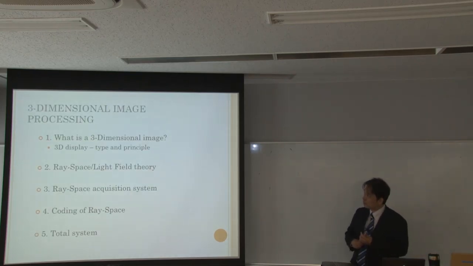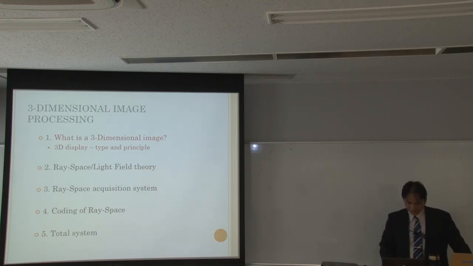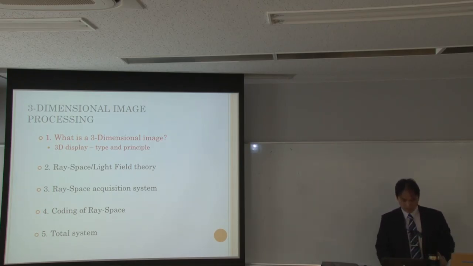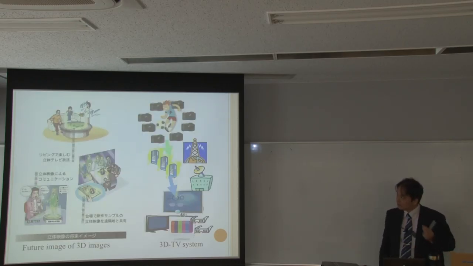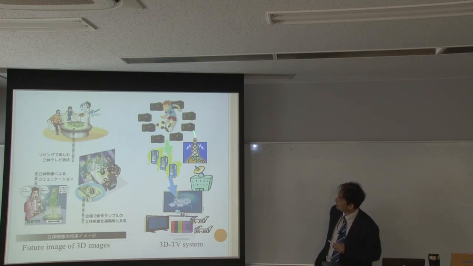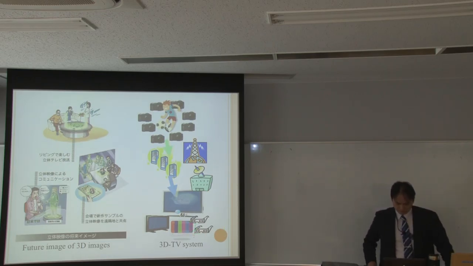This is the outline of today's talk, but there are only 30 minutes left, so I'll skip some slides. First, we'd like to consider what a three-dimensional image is. What is a 3D display? This is an overview image of a 3D image society. Many cameras capture a scene, and a lot of big data is transmitted to the broadcast station, and an observer can see 3D images. This is one example of a 3D TV system.